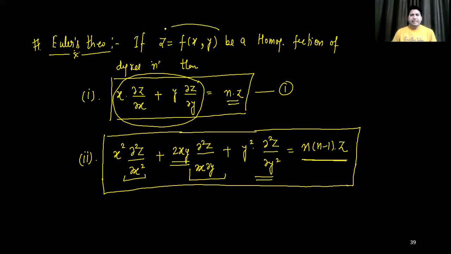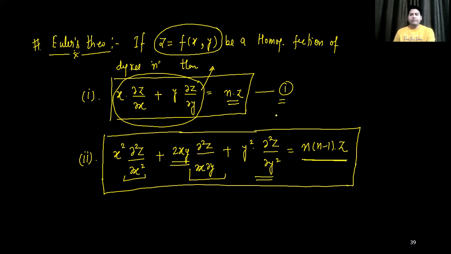Moreover, we can extend this result up to any number of variables. This is the case of two variables. If we have three variables, then a third term will be added, four variables, four terms will be added, and so on. So before moving to the question, I'm going to give a quick proof of these results.